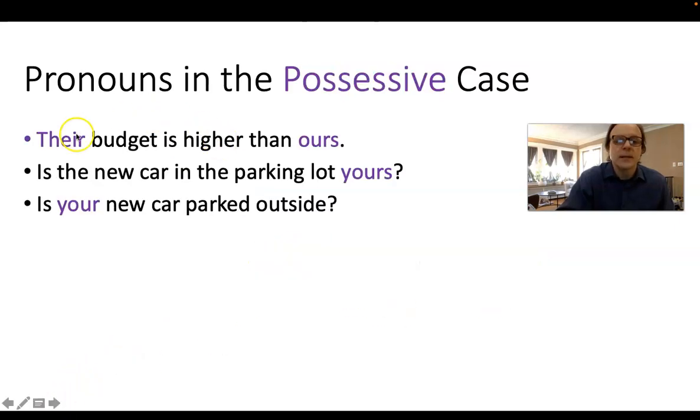All right, last one, the possessive. Of course, we're using these like their, our, yours, and your. So just quick stuff on pronouns.